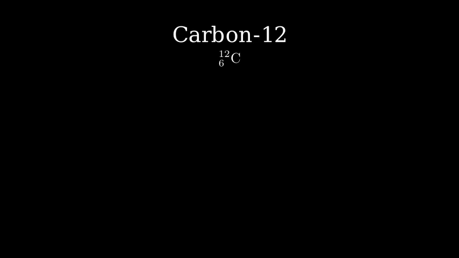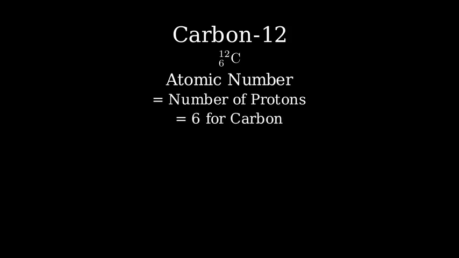Let's explore the element that has 6 protons and 6 neutrons. This element is carbon 12, one of the most important isotopes in nature. The atomic number of an element is determined by the number of protons in its nucleus. Carbon has an atomic number of 6, meaning all carbon atoms have exactly 6 protons.